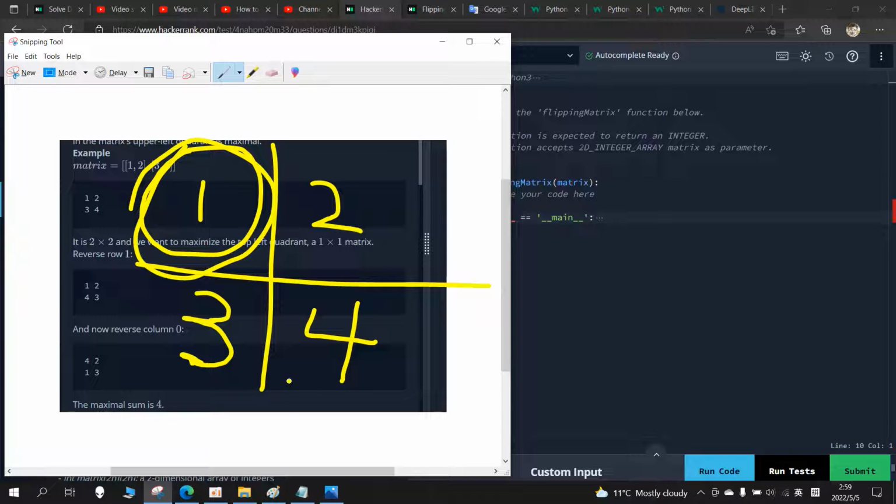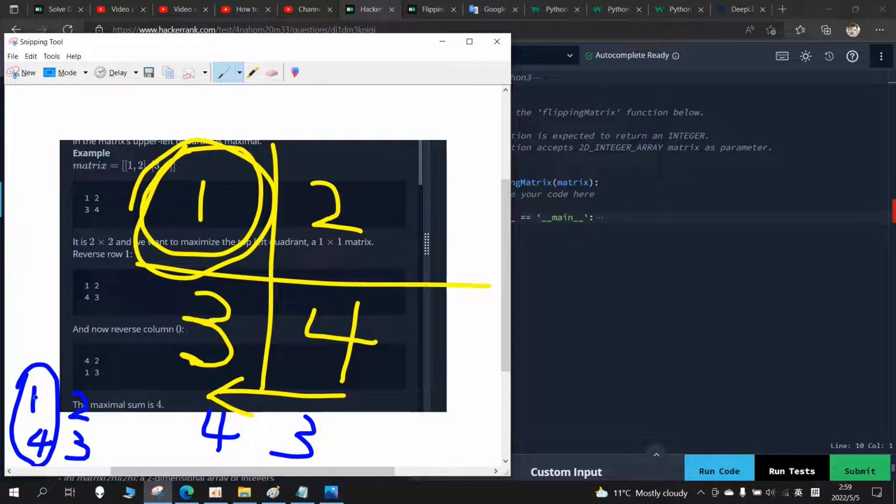Yes, because first we can just reverse here. It is going to be 4, 3 here. To make it complete is 1, 2, 4, 3. And then we make another reversal. And here is going to be 4, and here is going to be 1.